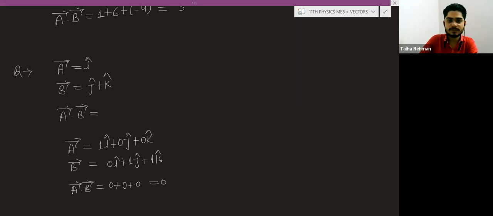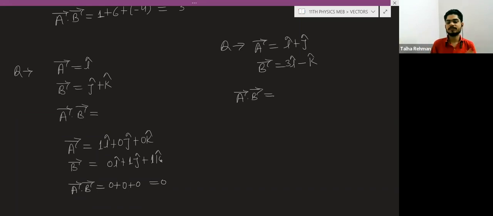Okay. So just giving one more question. A vector is equal to I cap plus j cap. B vector is equal to 3 I cap minus k cap. Just find A dot B. Take your time. 2 minutes you can take and just try this. Because again and again there will be a requirement of the dot product. So you should understand how to calculate the dot product of two vectors.